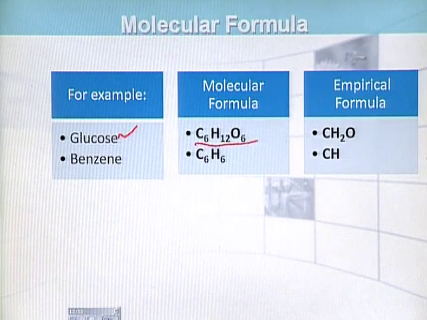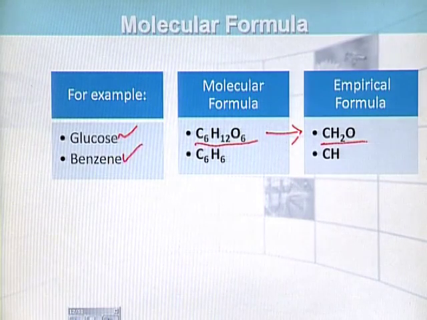It indicates that there are 6 atoms of carbon, 12 atoms of hydrogen and 6 atoms of oxygen in one molecule of glucose. But the simplest ratio between these constituent elements gives us the empirical formula, which is CH2O. It gives us the ratio between the constituent elements and it is the simplest version of glucose formula.